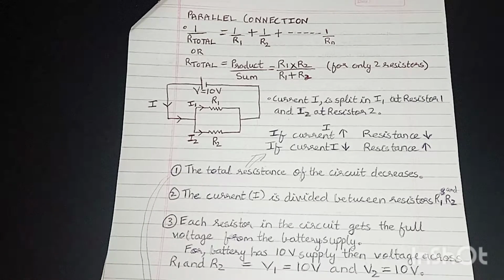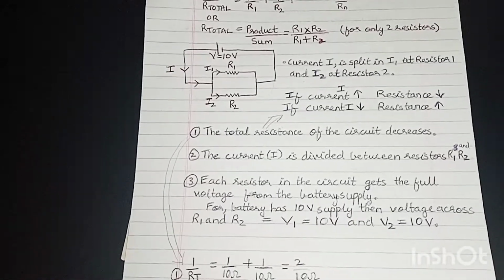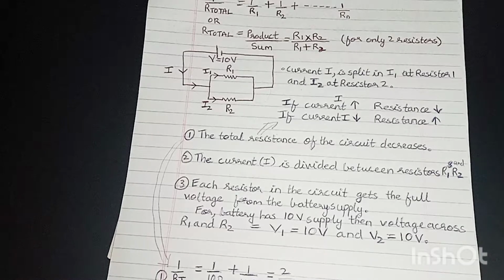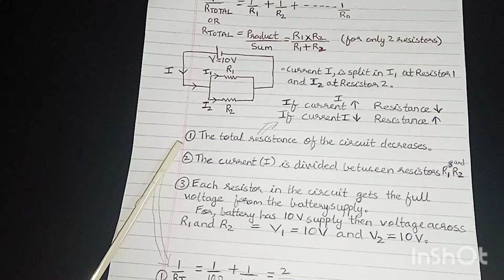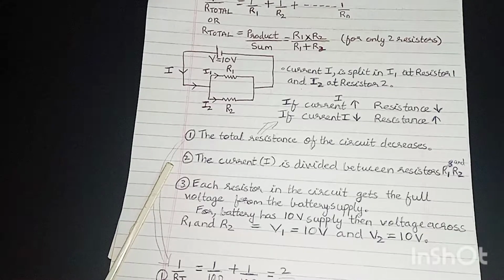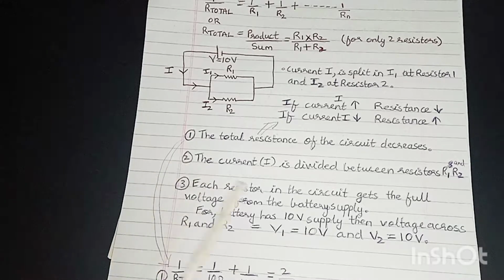What is the first concept? R total, the total resistance of the circuit, decreases. This is the first concept, we will understand that. The second concept we will be understanding in today's video is that the current I is divided between the number of resistors. Here there are two resistors, R1 and R2.